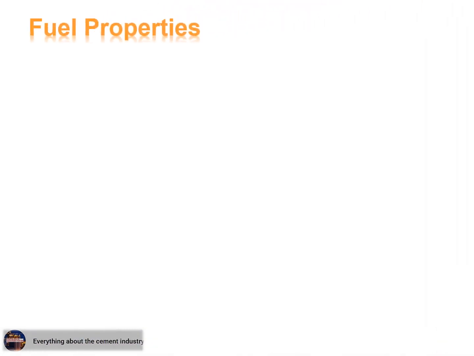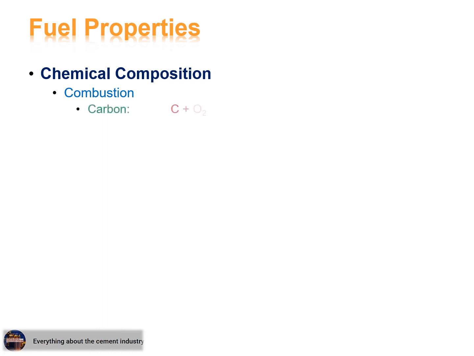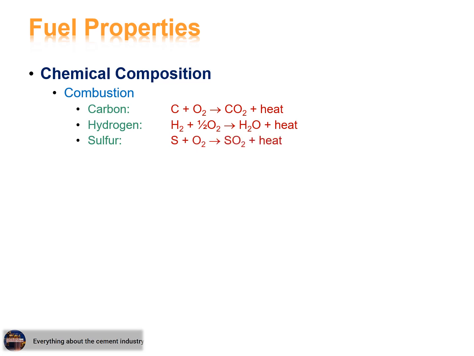Fuel properties. Chemical composition includes: 1. Combustion. Carbon: C plus O2 equals CO2 plus heat. Hydrogen: H2 plus half O2 equals H2O plus heat. Sulfur: S plus O2 equals SO2 plus heat. Hydrocarbon: CmHn plus (m plus n/4) O2 equals m CO2 plus n/2 H2O plus heat.